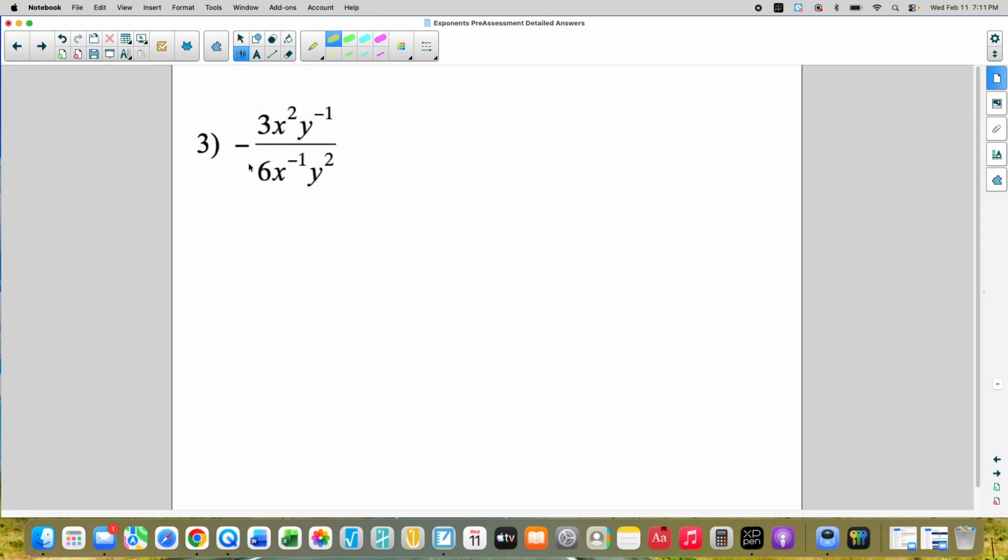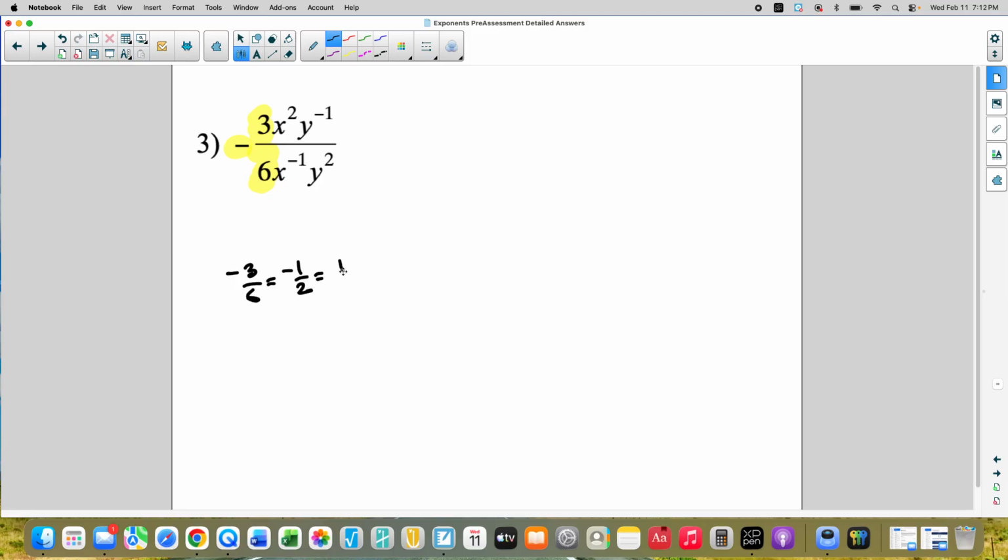Now we're dividing. So we have a negative. Now that's not a negative exponent. This is a negative coefficient, which is just telling me direction. This is going to the left on the number line. And then we have 3 over 6. Negative coefficients are completely different than negative exponents. Negative coefficients tell me direction. Negative exponents tell me locations. So if we have negative 3 over 6, that's just going to equal negative 1/2.